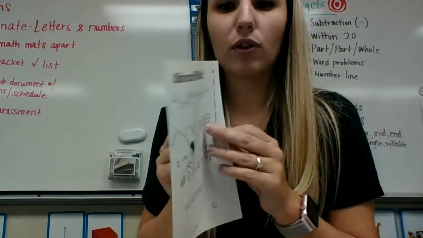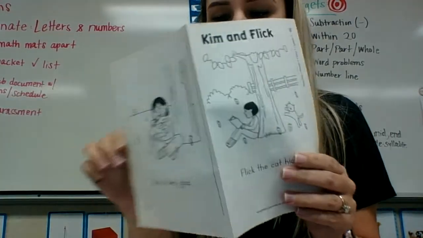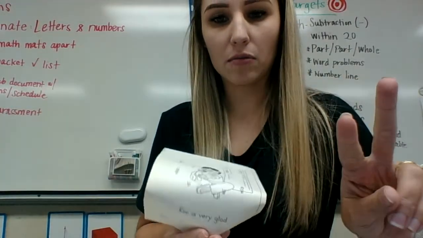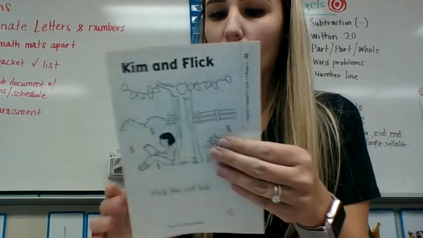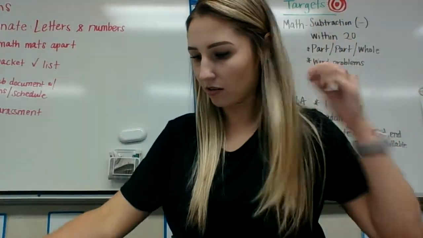I tore mine out and folded mine like a little book so I could read it. So read the story of Kim and Flick. Read it 2 times. The first time is to make sure you know all the words. The second time is to see if you can pick up on some details that we're talking about.